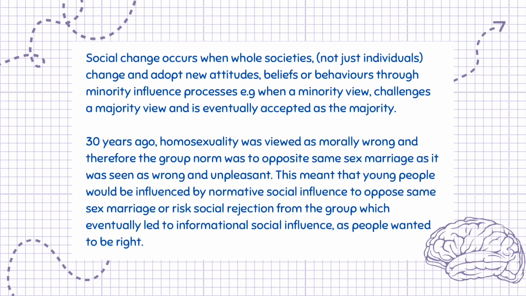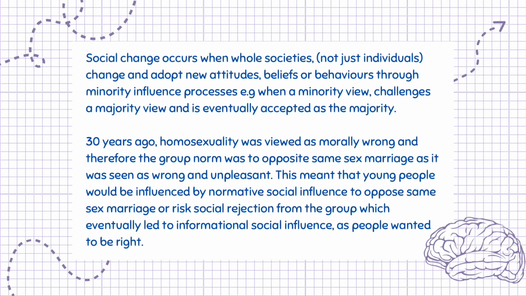Social change occurs when whole societies, not just individuals, change and adopt new attitudes, beliefs, or behaviors through minority influence processes, e.g. when a minority view challenges a majority view and is eventually accepted as the majority. 30 years ago, homosexuality was viewed as morally wrong and therefore the group norm was to oppose same-sex marriage as it was seen as wrong and unpleasant.